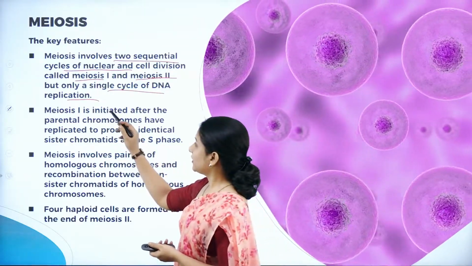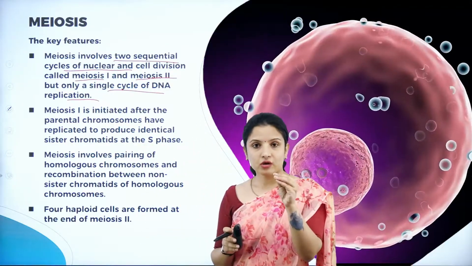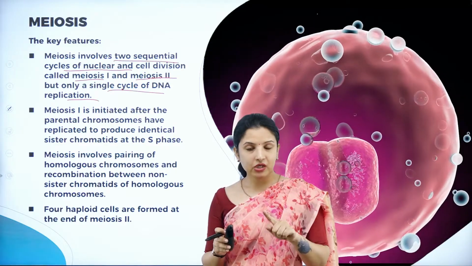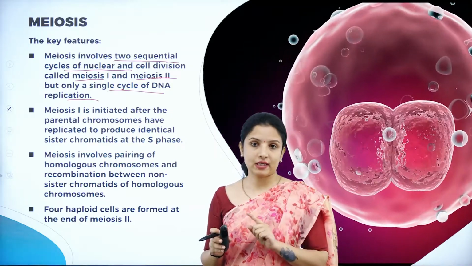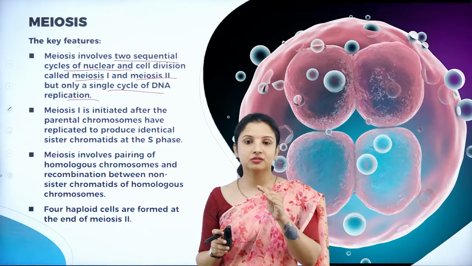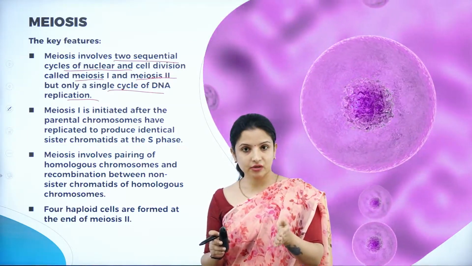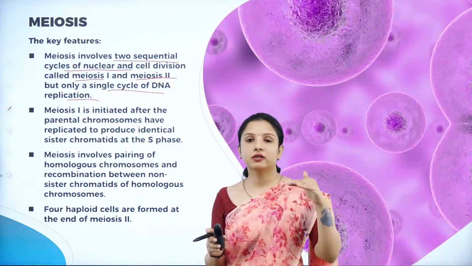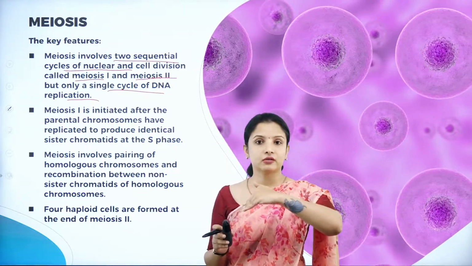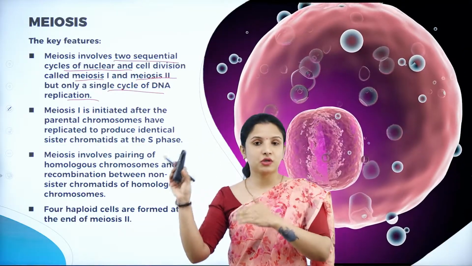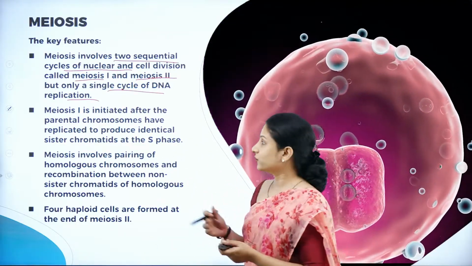So after meiosis 1, DNA replication will not occur. Why? Because DNA replication takes place in the S phase of the interphase, right? So here DNA replication will not occur after meiosis 1. Why? Because soon after meiosis 1, it will enter into the interkinesis stage, and then meiosis 2, and then the interphase stage, and then again meiosis 1, interkinesis, meiosis 2 and interphase. Like that it will continue.